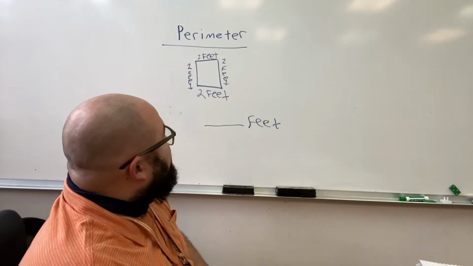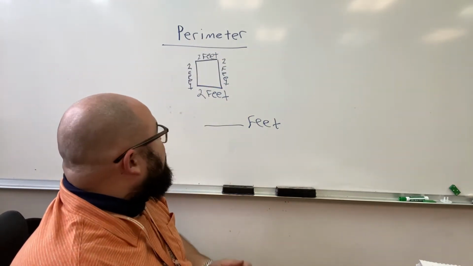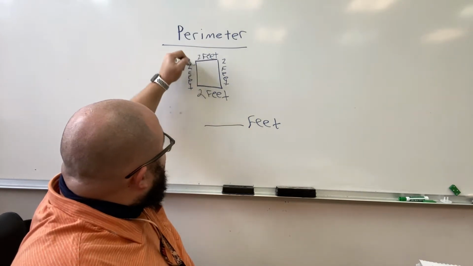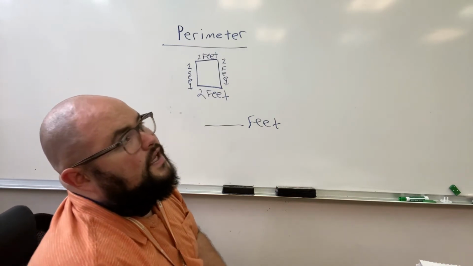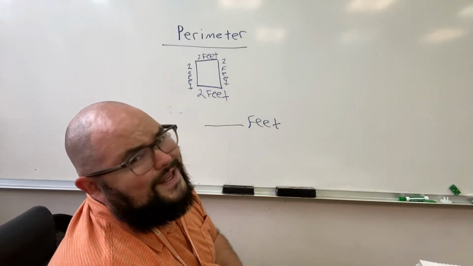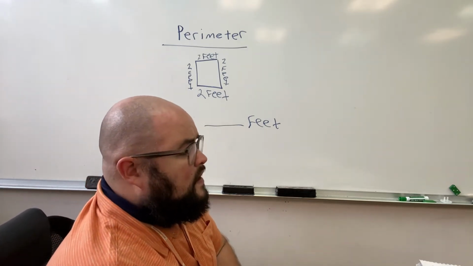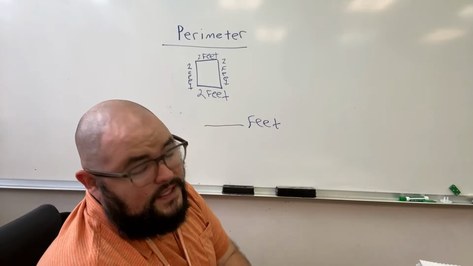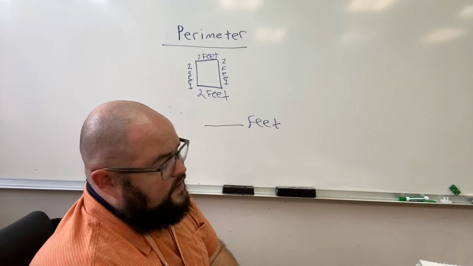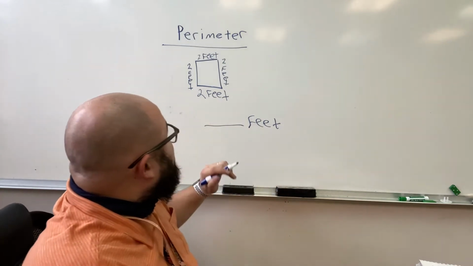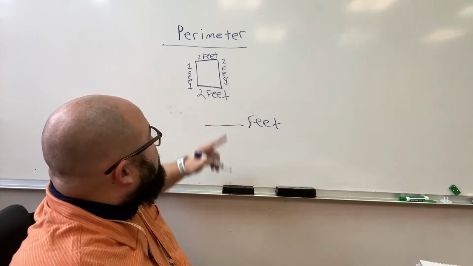So then perimeter, we need to know what the definition of perimeter is. Perimeter is the outside area of whatever shape. And what we're talking about today is squares and rectangles. These rules really only work for squares and rectangles, and that's what we're going to be dealing with today. So, what's the perimeter of this square? If we know the perimeter is the outside edges, what would you say?